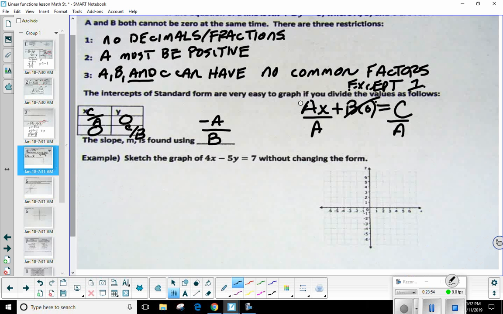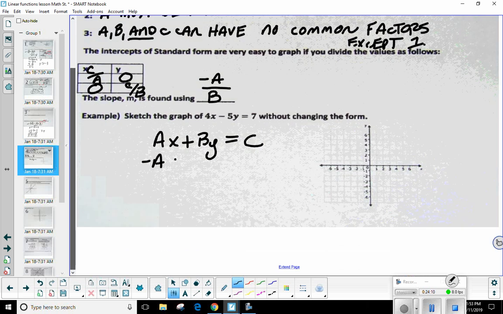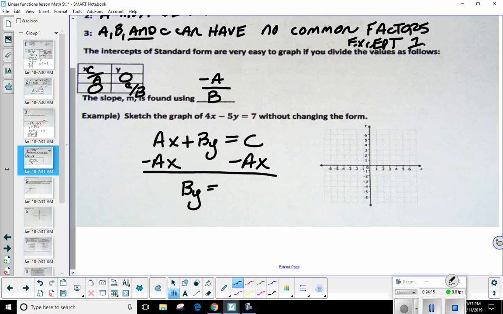Now, let's actually go ahead and put this in slope-intercept form. Ax plus By is equal to C. So I want to rewrite this so that it's y equals. Okay. What would I do first? Okay, get rid of any extra terms. Okay. So minus Ax. So By is equal to negative Ax plus C. See, they're not like terms, so the best I could do is just write them side by side. Okay. Now we're getting close. How would I get y by itself? Divide by B.